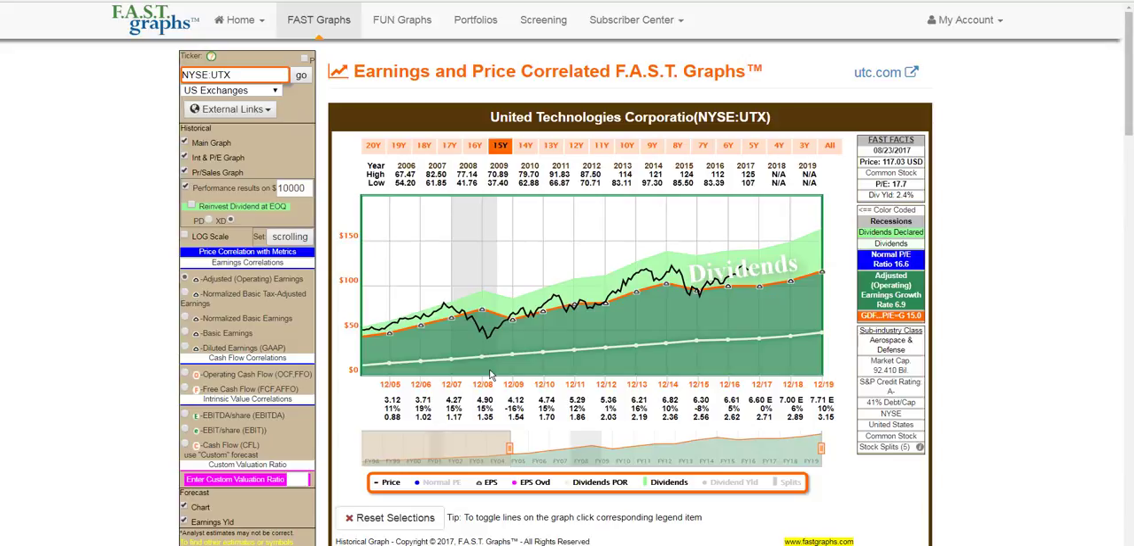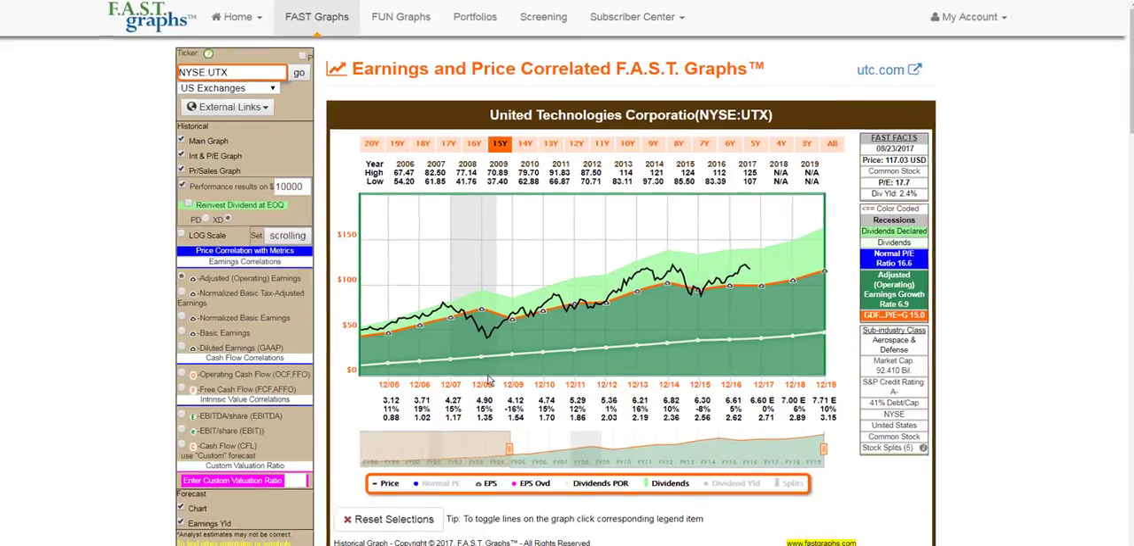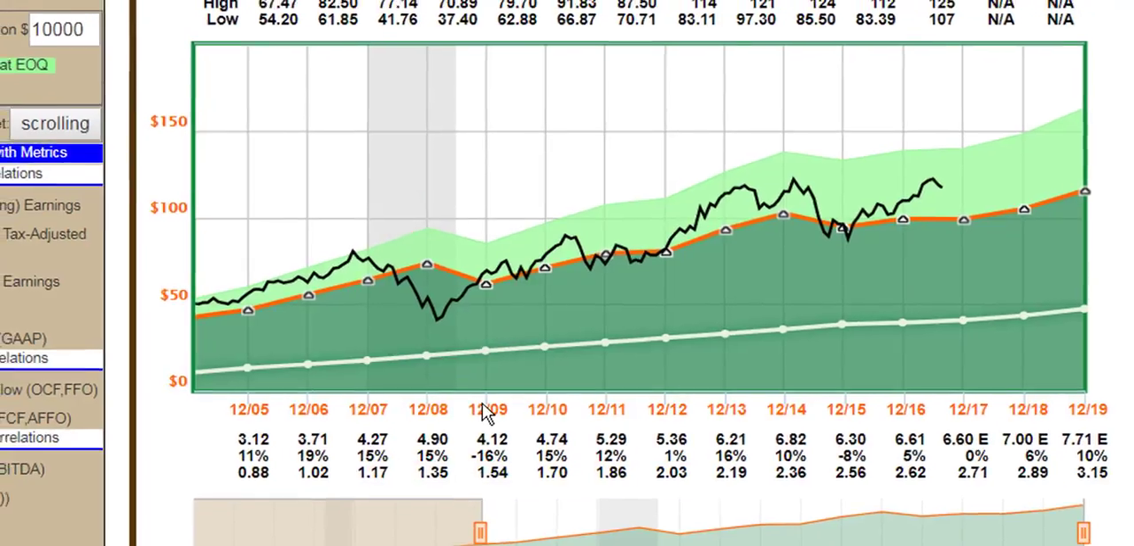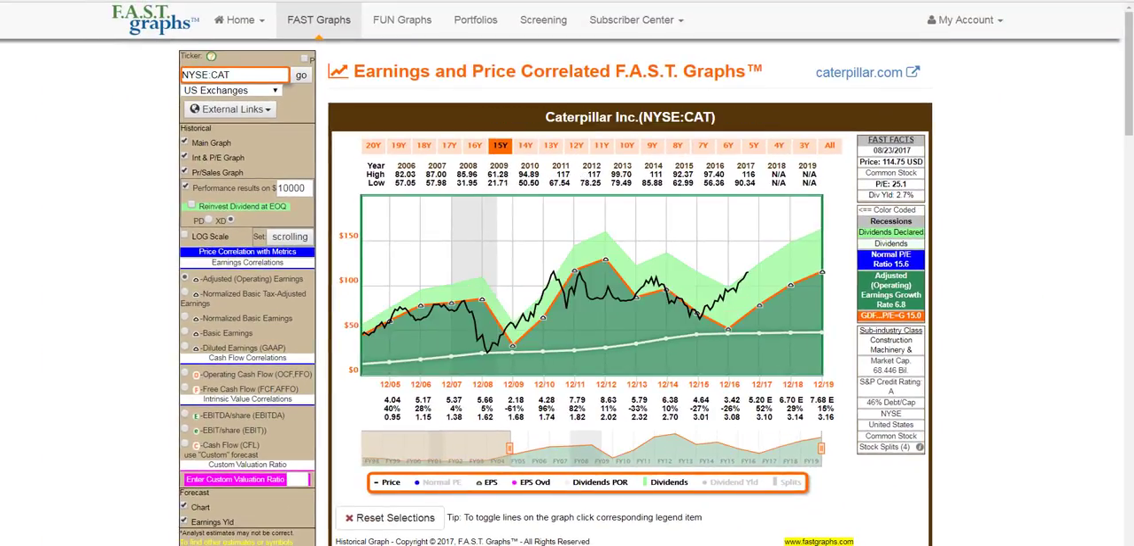This is important because when dividends are stacked on top of earnings, which is the light green shaded area, it can provide the illusion that a dividend has been cut by the company, even though it has actually grown. This graph on Caterpillar vividly illustrates these points. The white line plotting dividends shows that the dividends were not cut even when earnings fell during the Great Recession.